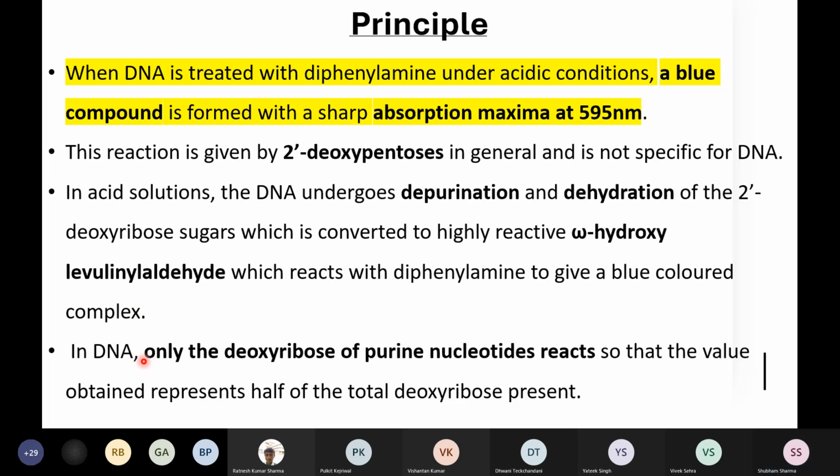In this reaction, there is one thing that we have to note: only those deoxyribose sugars which are attached with the purine nitrogenous bases give absorbance. Not the other sugars. So this we have to know. Based on this last line, I'm going to ask you a question at the end of this experiment. So please note this line, that only those deoxyribose sugars give reaction which are attached with purines, right?